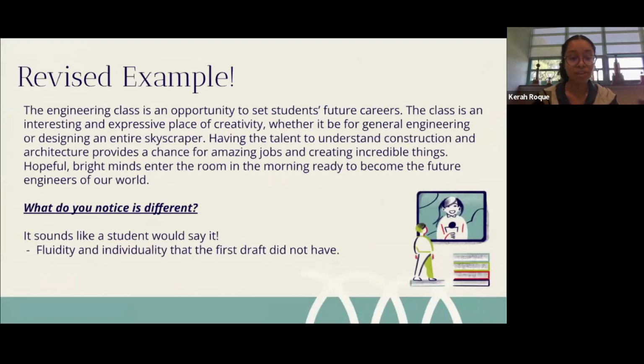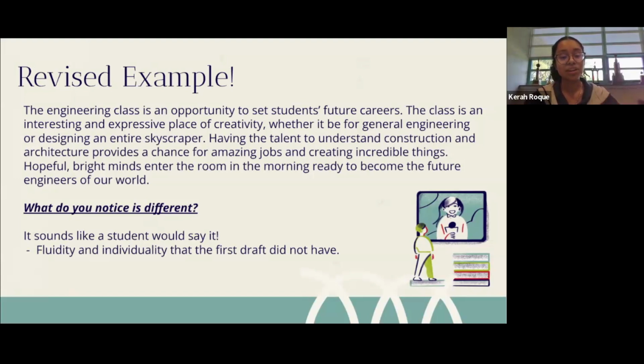So through revision and using verbal communication and conversation outlined in the slides previous in that specific consultation, we ended up with a more revised example. So again, the topic sentence, the first sentence, instead becomes, the engineering class is an opportunity to set students' future careers. What do you notice is different about this sentence? It sounds like a student would say it.